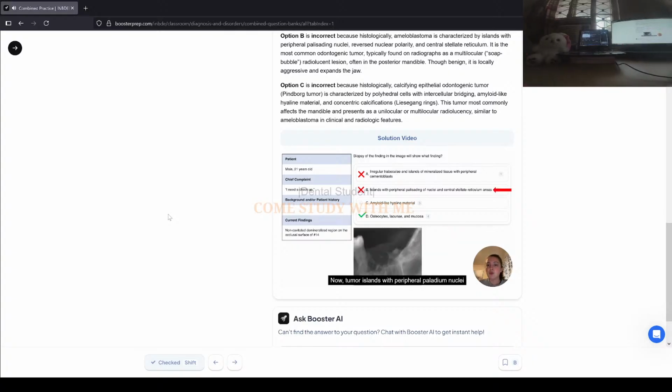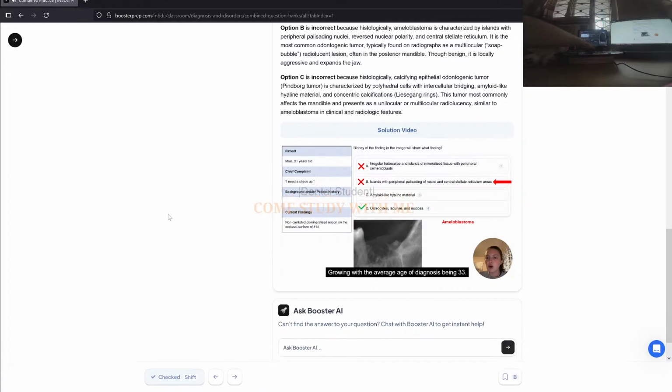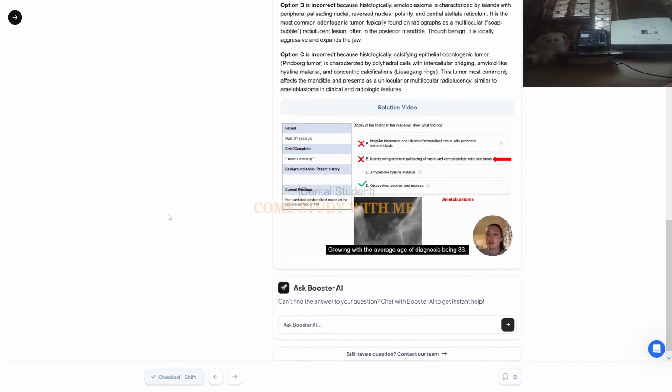Tumor islands with peripheral palisading nuclei and central stellate reticulum areas are histologically seen in ameloblastomas. Ameloblastomas are benign tumors of odontogenic epithelium that are known for being locally aggressive. They're painless and slow growing, with the average age of diagnosis being 33. They're known for being dramatically expansile and will usually expand rather than perforate bone. They're most common in the posterior mandible but can occur anywhere, and 20% are associated with an impacted tooth.